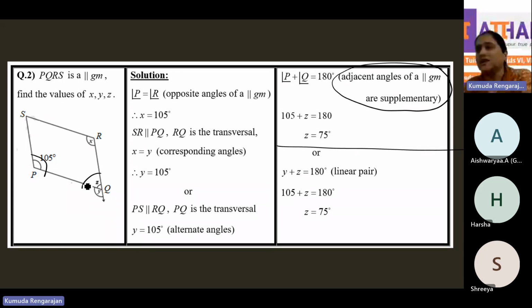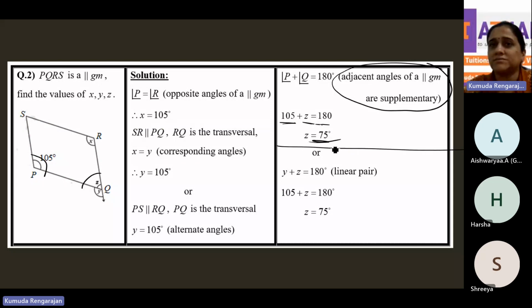After P is angle Q. Angle P, then next angle Q. So P and Q are adjacent angles. So that's supplementary. That's a property we came across in the last session. So P plus Q is equal to 180. So P is 105 and Q is z.